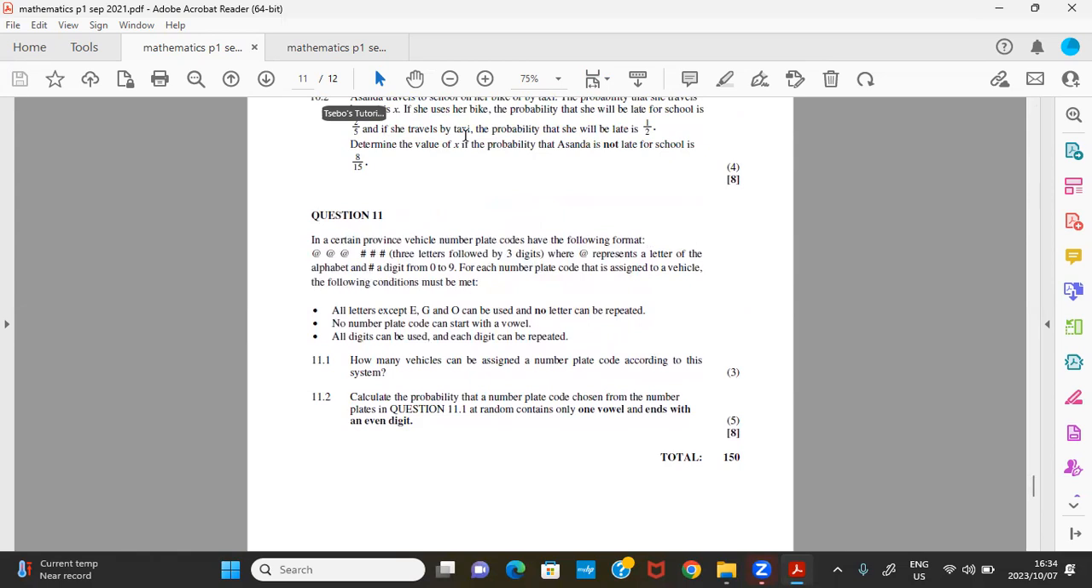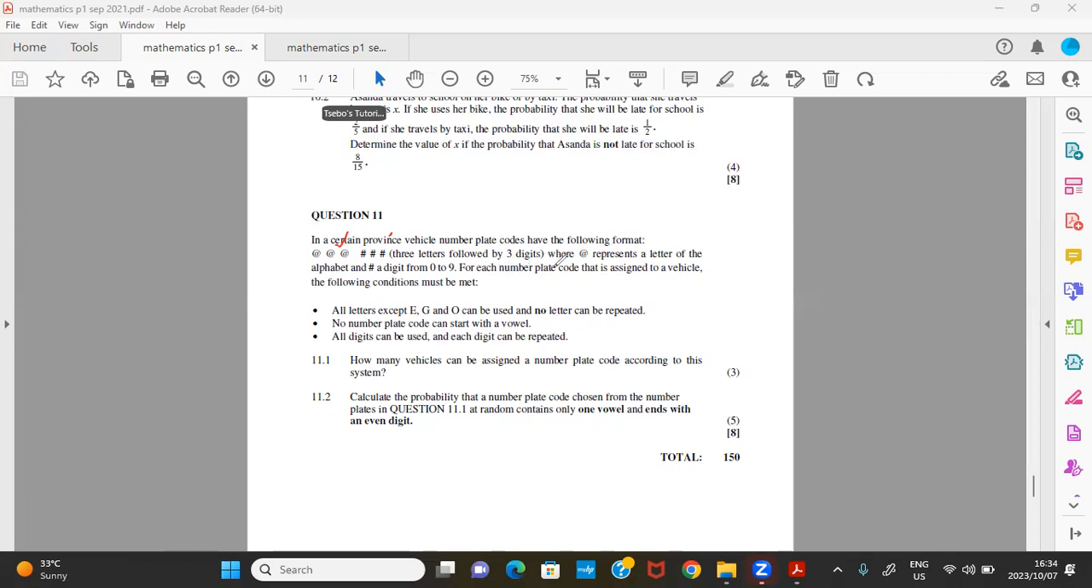Let's look here now. Question 11, what are they saying to us? In a certain province, vehicle number plate codes have the following format: 3 letters followed by 3 digits. Here are my letters and here are my digits, where the letter symbol represents a letter of the alphabet, and the hashtag a digit from 0 to 9.